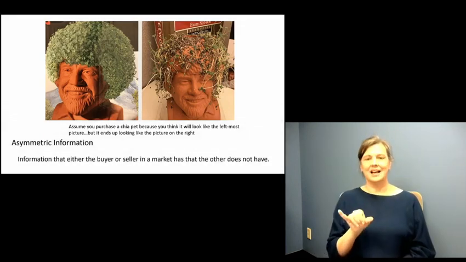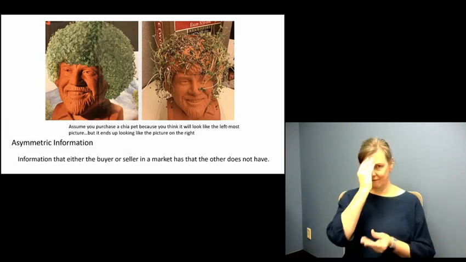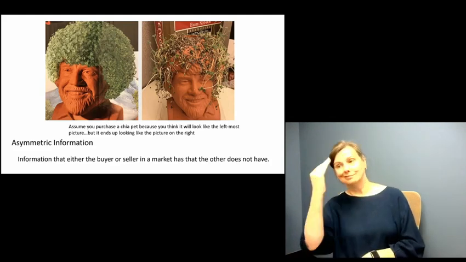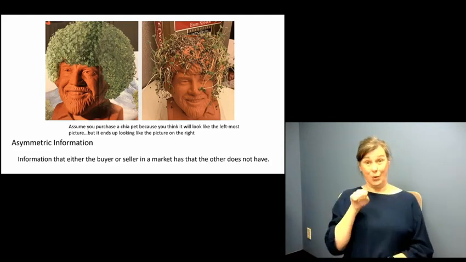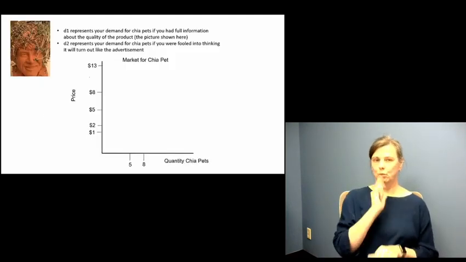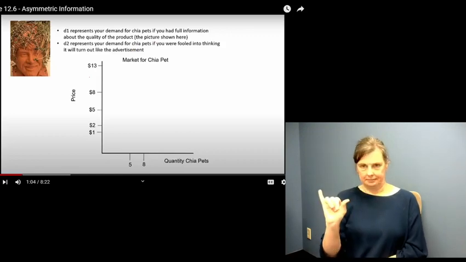Information that either the buyer or the seller in the market has that the other does not have. In this case, the seller had more information about how the product may actually turn out, and the buyer had not very much information. Let's take a look at how asymmetric information can cause deadweight loss in markets.